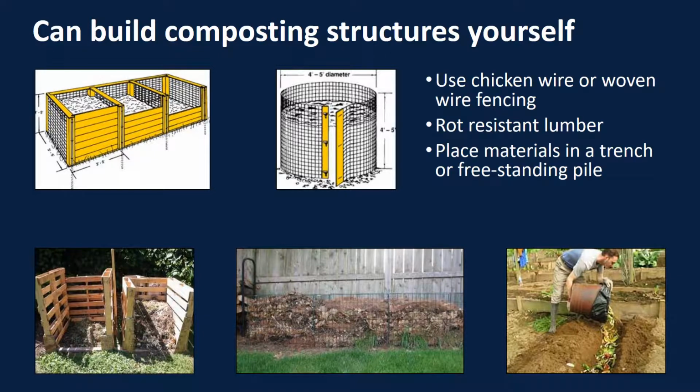Some key things to remember when choosing a material: use chicken wire or woven wire fencing that's strong but can also withstand some time. Use rot resistant lumber, because this will be lots of microbes decomposing in a moist environment. The other portion that's really important to remember, as we described a little earlier, is knowing that C to N ratio, the amount of carbon to the amount of nitrogen in the materials that we want to decompose. Because we want to keep that around 30 to 1.